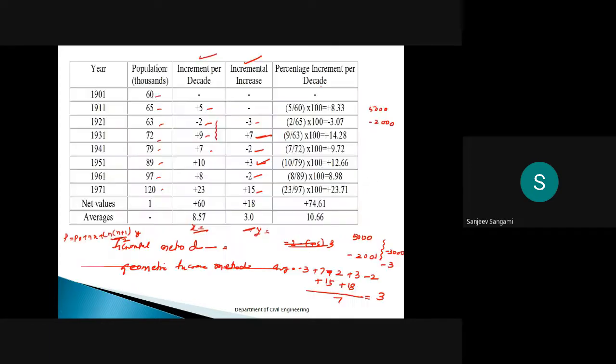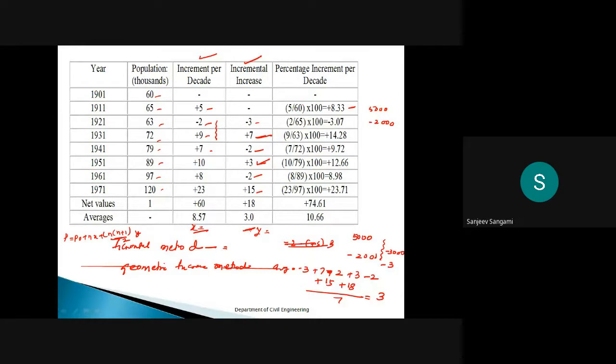So then we'll move on to the geometric increase method. If you want to calculate the geometric increase method, this is how you have to calculate it. In the geometric increase method, I already said that it is based on the percentage increase method.